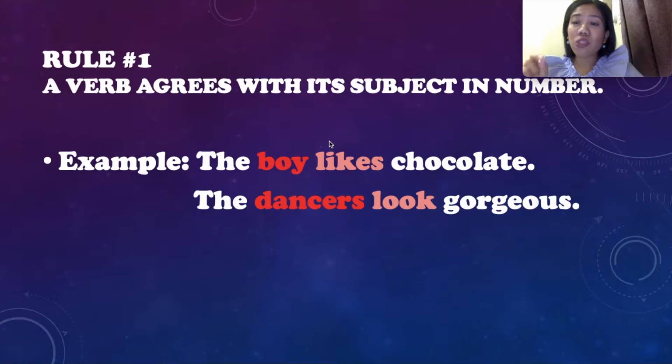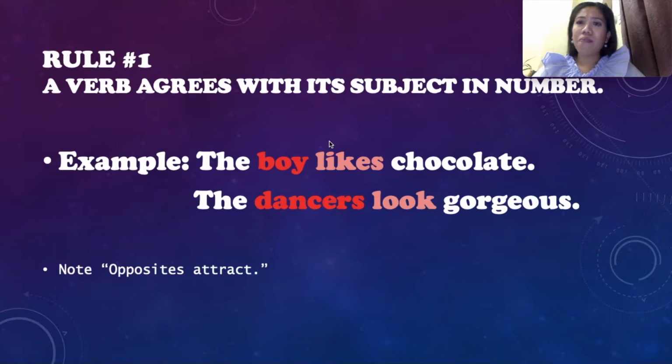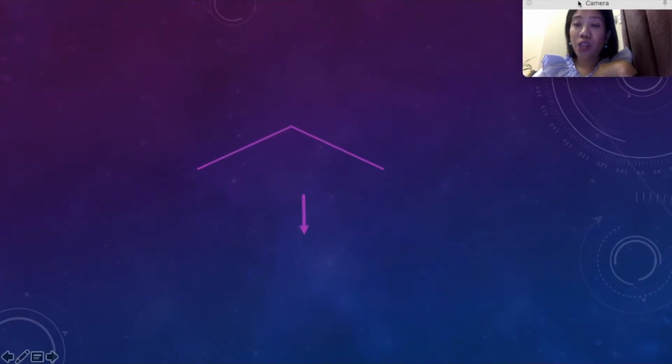So what do we have to remember? I'd like to give you a takeaway. Opposites attract. Meaning, if the subject has no S or if the subject is singular, the verb must have an S, because opposites attract, just as the sample is trying to portray here. That's rule number 1.